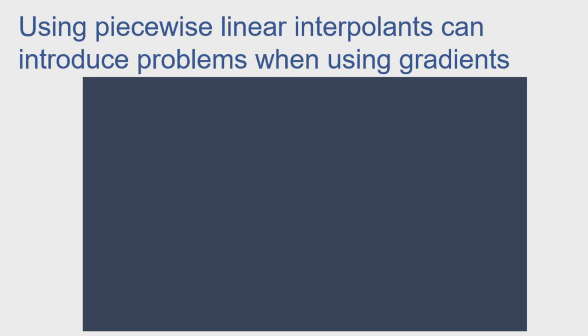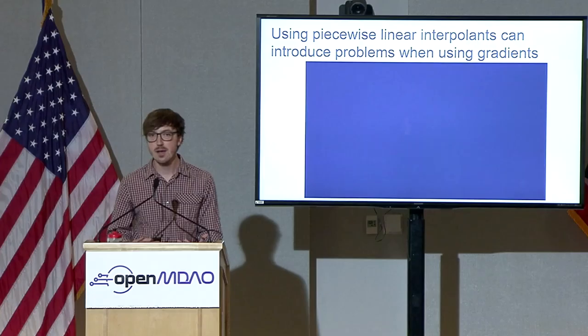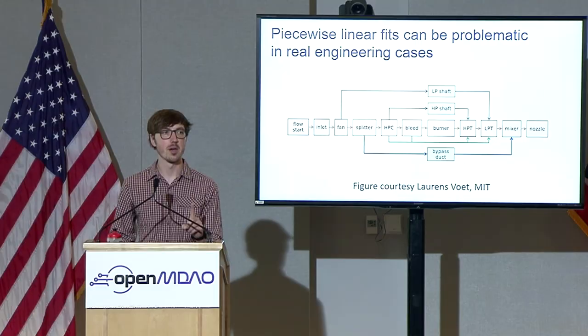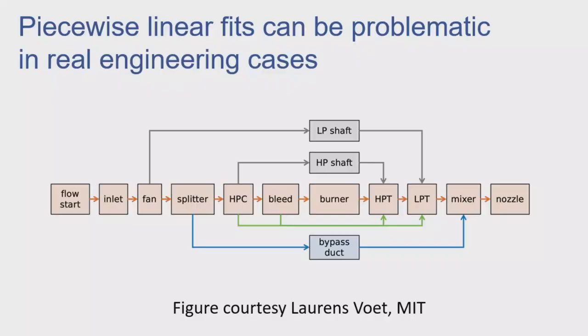So you might say, John, this is a contrived case. I'm never going to be just optimizing on something with just a linear fit. But what if this linear fit lives within a bigger model? Let's say you are a propulsion engineer. You're working with many different components that are talking to each other. Here's a model of an engine. And you're using a piecewise linear fit for one of your engine maps here.